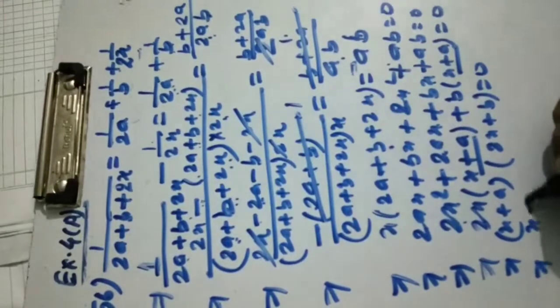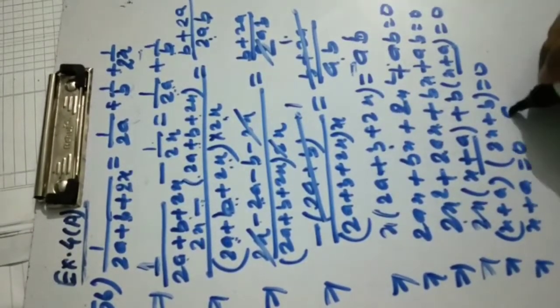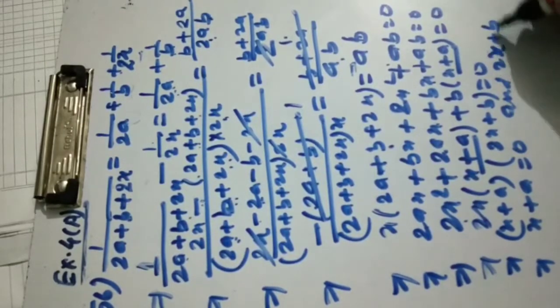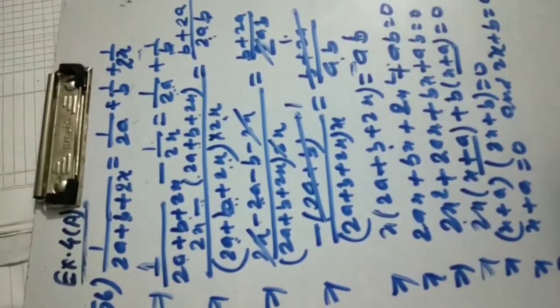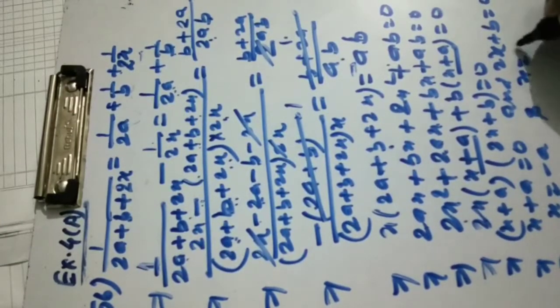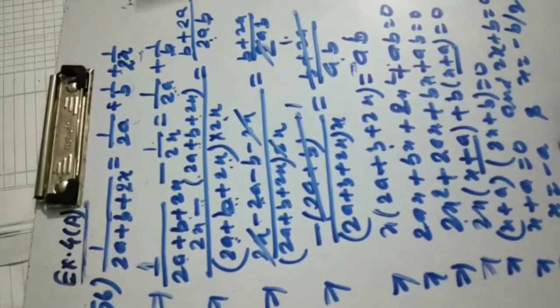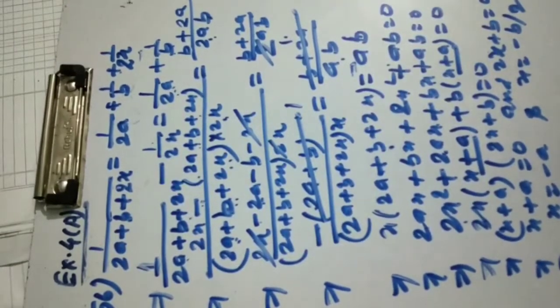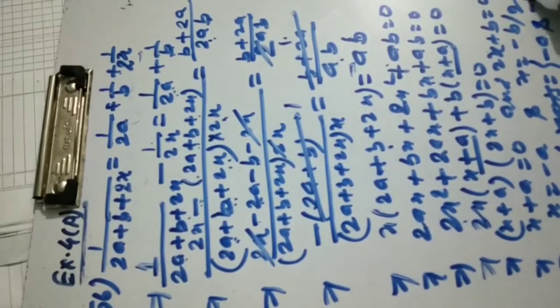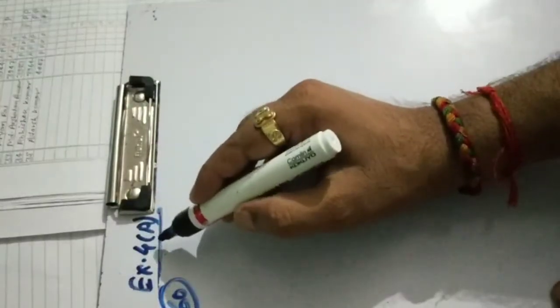This implies that either x plus a is equal to 0 and 2x plus b will be equal to 0. This implies that x is equal to minus a and x is equal to minus b upon 2. Then the required roots of the given quadratic equation are minus a and minus b upon 2. This is your answer.